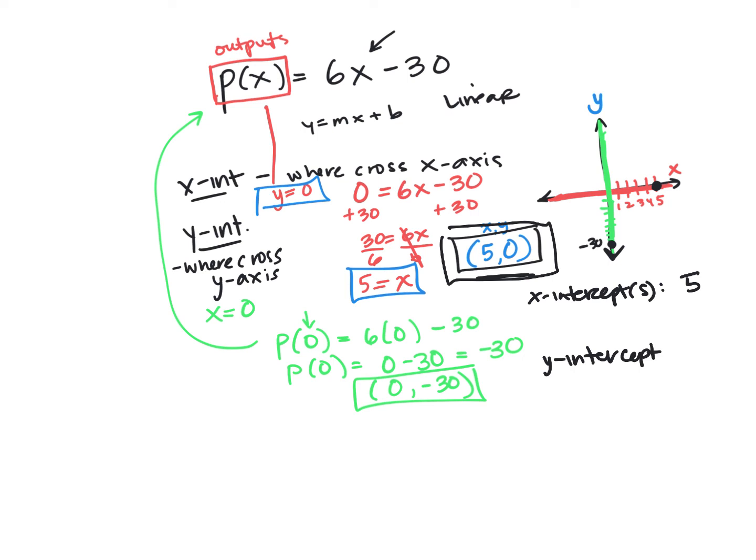And similarly, I would put my y-intercept. You could write negative 30. Normally, that's the way that ALEKS likes it.